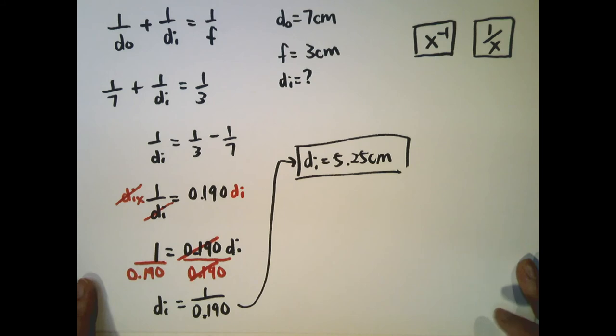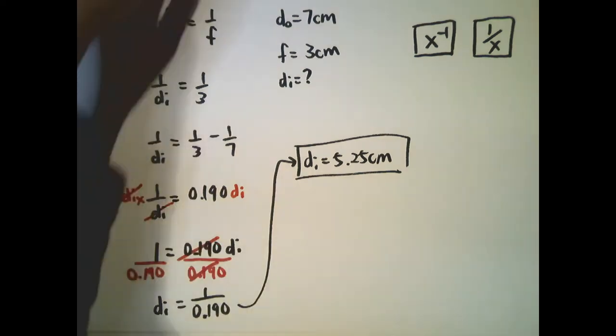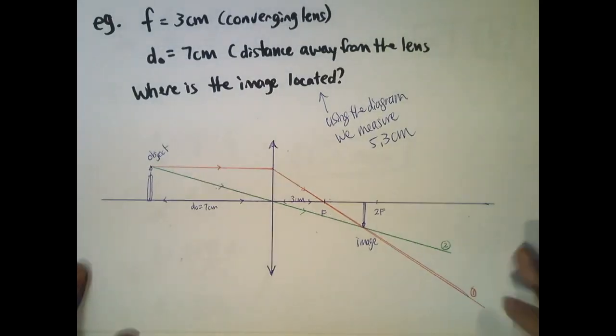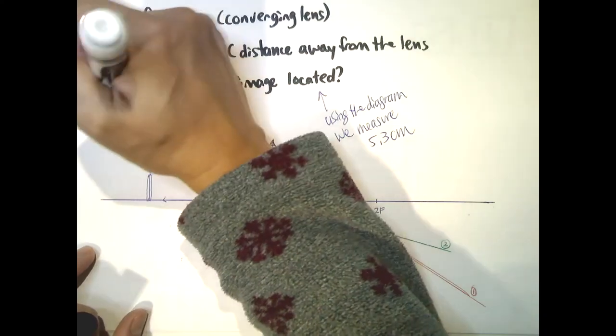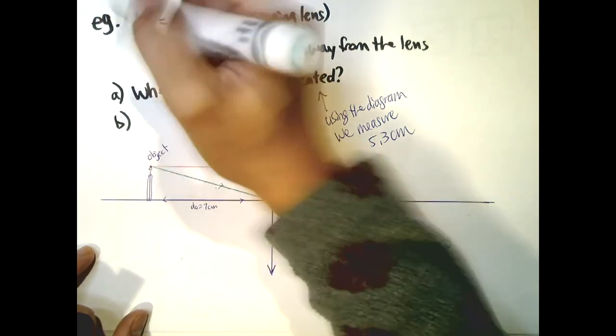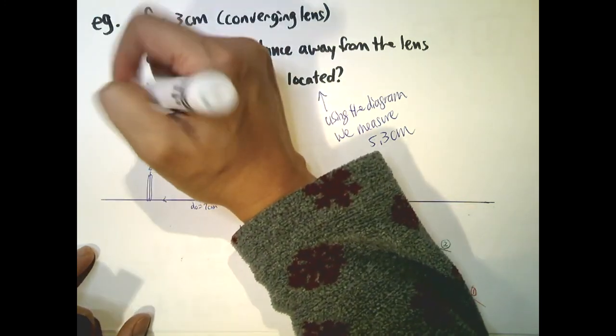And that's how you do the lens equation. But remember, like I said, there is one more equation. So here's the other equation. How high is the image, or the size of the image? So let's actually write that in the question over here. I'll add it in. So part A, and then we have part B.